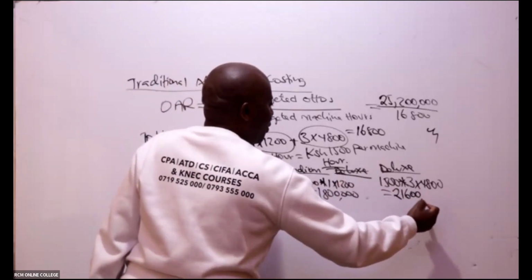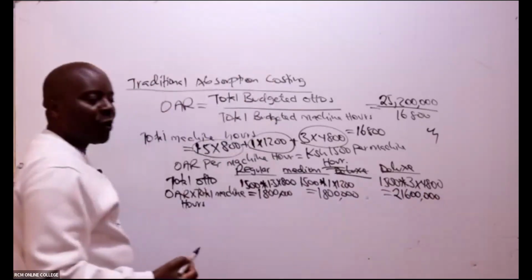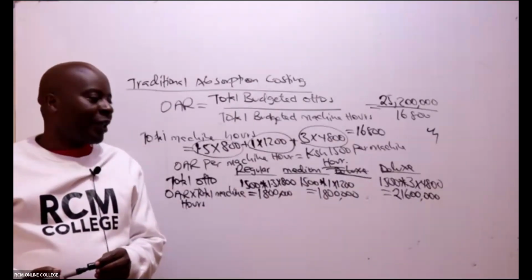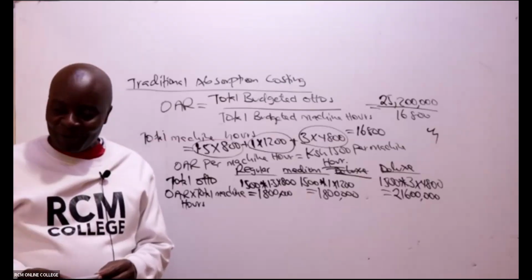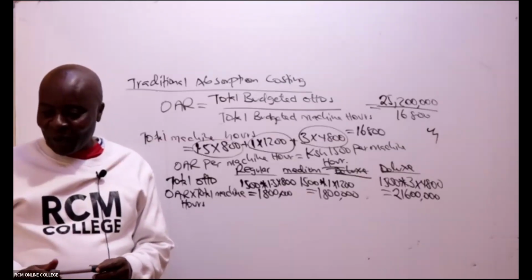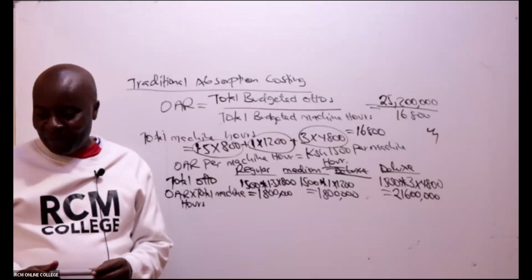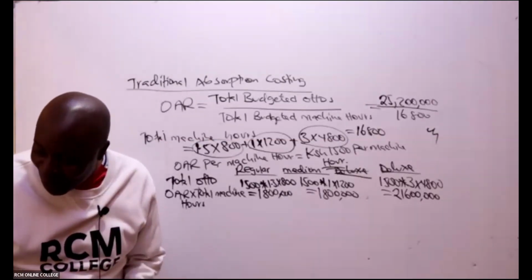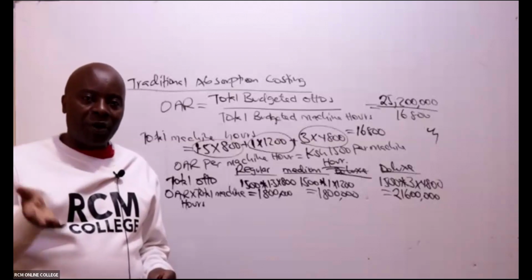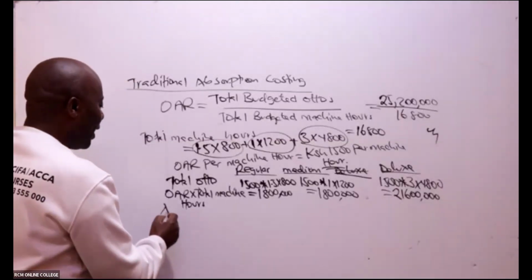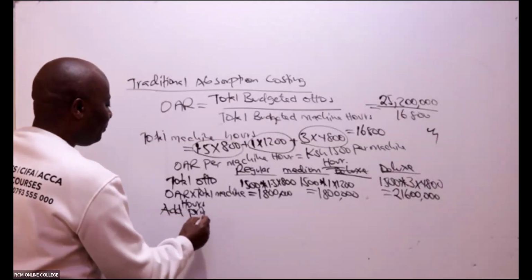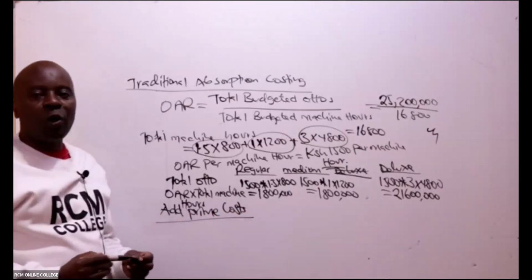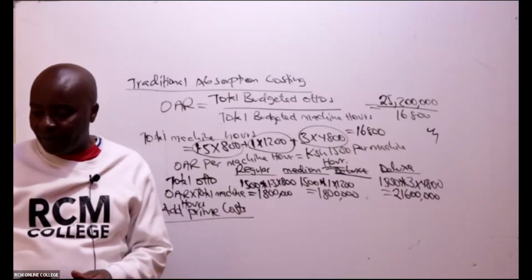21,600,000. Remember, the examiner wants us to get full cost. So what do we need to do? What do you think will be the next thing for us to do? We add prime cost. This is a very good ninja. We now add prime cost. Do you know examples of prime cost or primary costs?